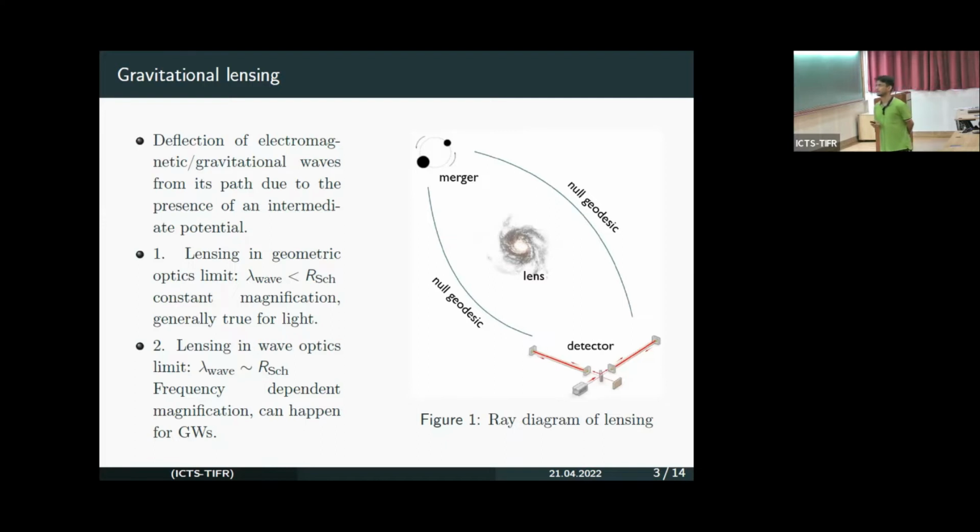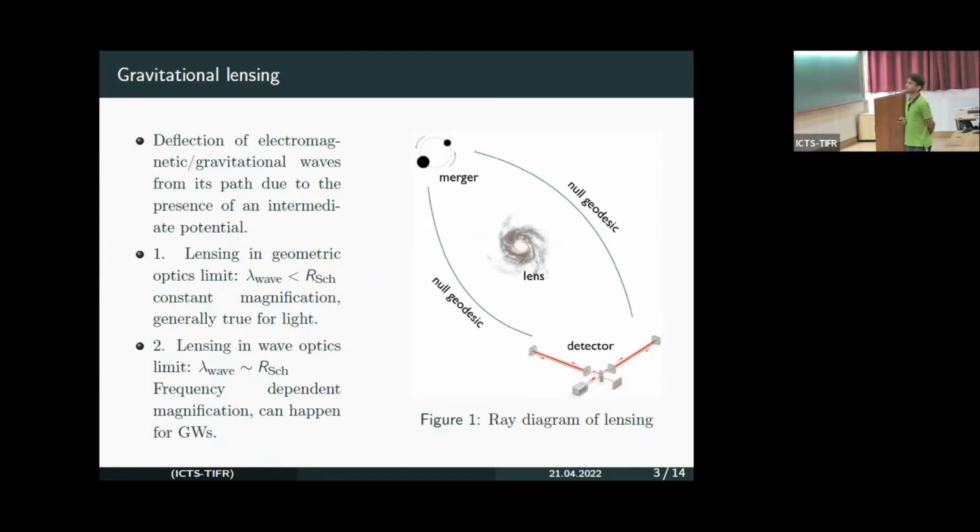Lensing is broadly divided into two categories. One is the geometric optics limit, where the wavelength of the wave is less than the characteristic size of the lens. Here, the characteristic size is the Schwarzschild radius of the lens. Here, we get to see constant magnification, and there is no phase shift in this signal, and this is generally true for light.